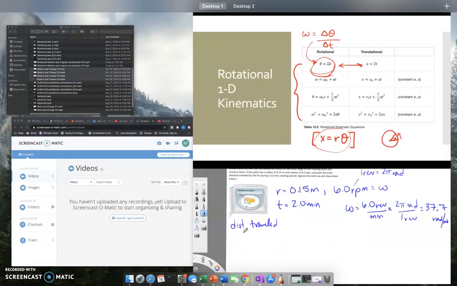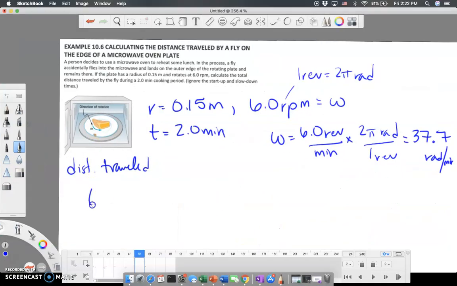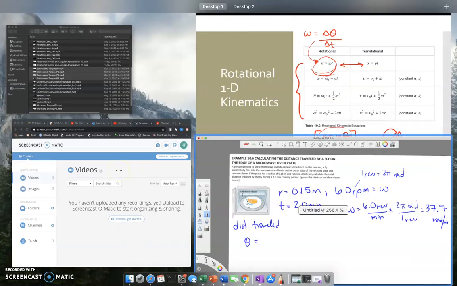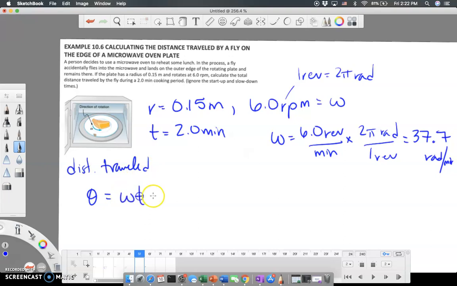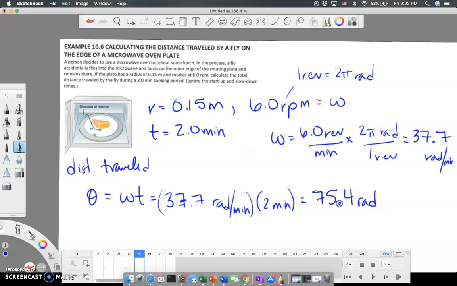Okay, so theta is going to equal omega times t. Our omega is 37.7 radians per minute. Our time is 2 minutes. Okay, so we can multiply that by 2. So we get 75.4 radians that it travels.